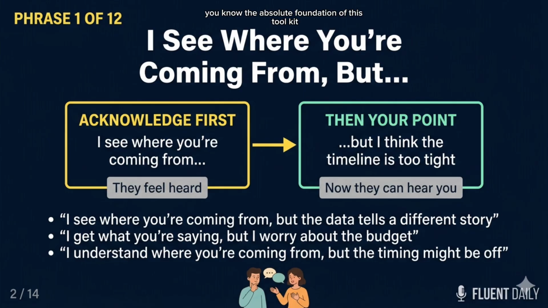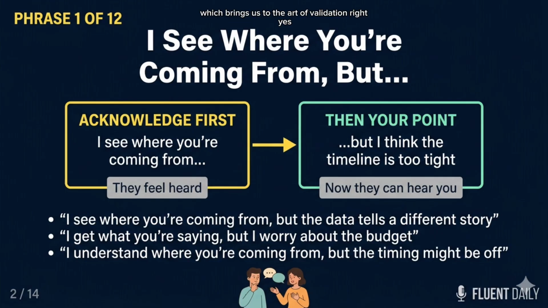And the absolute foundation of this toolkit, the place we have to start, is actually the psychology of being heard. Okay, unpack that a bit. So before you can even introduce your opposing thought, you have to manage the other person's ego. When human beings hear disagreement, the brain's threat response, the amygdala, it often flares up. So you have to lower the emotional temperature of the room first.